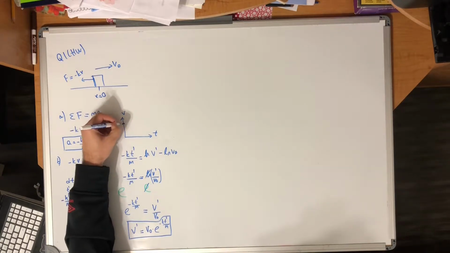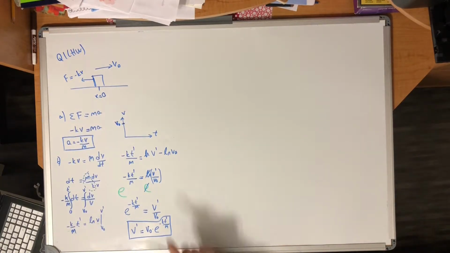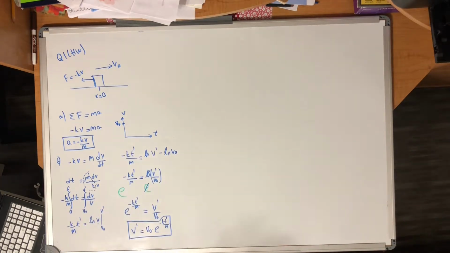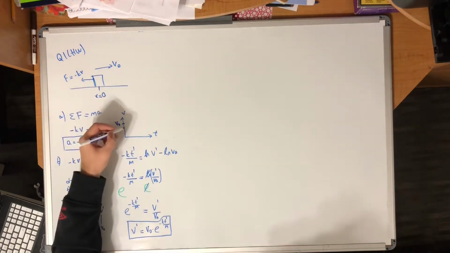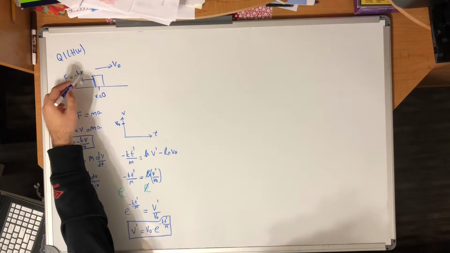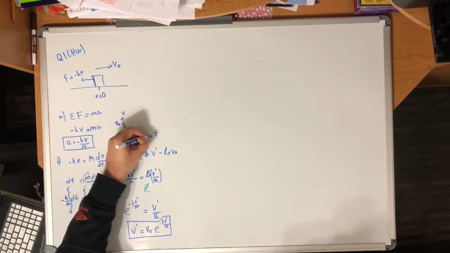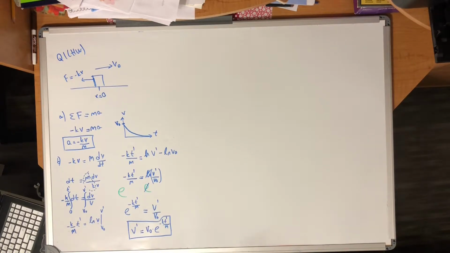Initially, I start with v0, and it's going to the right, but the force is applied to the left. So what's going to happen, and it's not going to go linear because this is a function of velocity, so that's going to go exponential. And at the end, you're going to stop because there's nothing going in the right direction, so eventually you have to stop. So that is going to be part B.